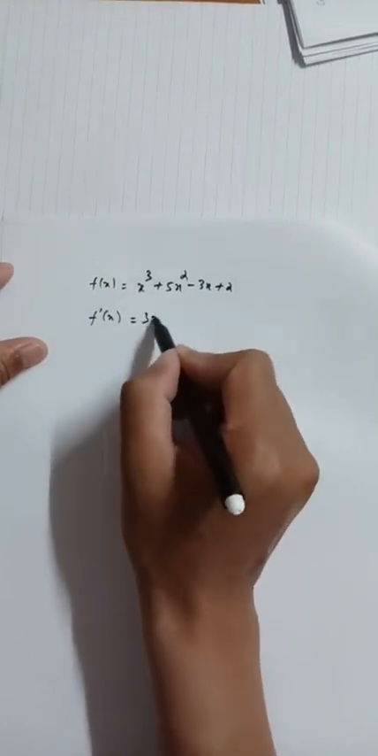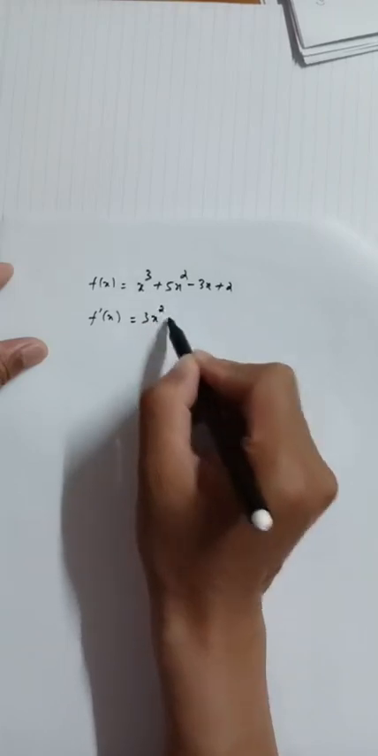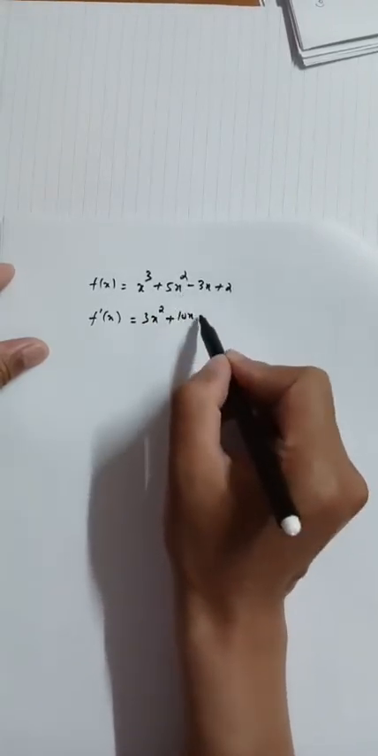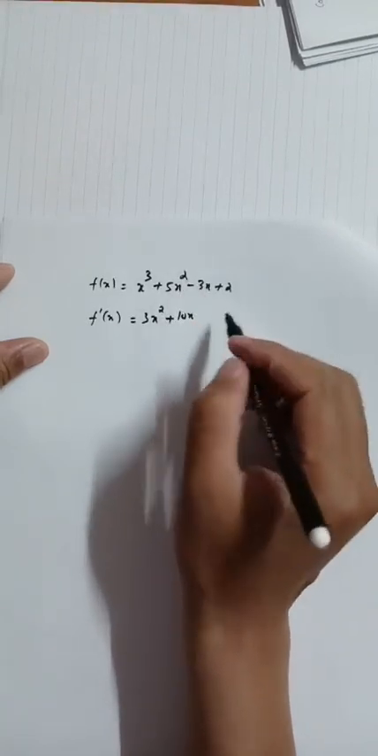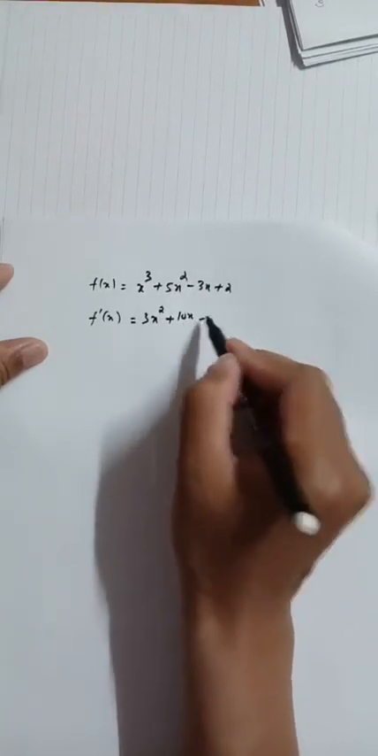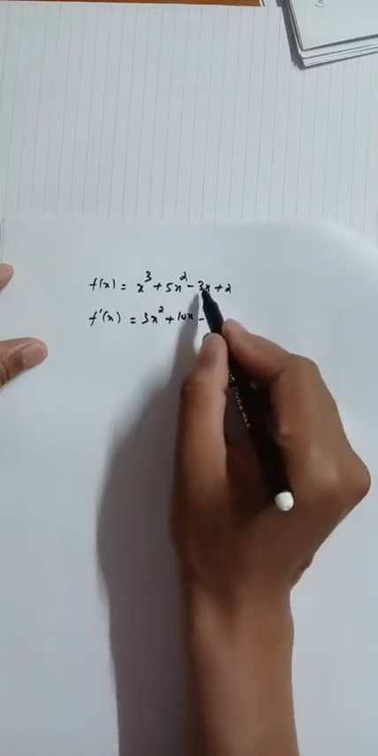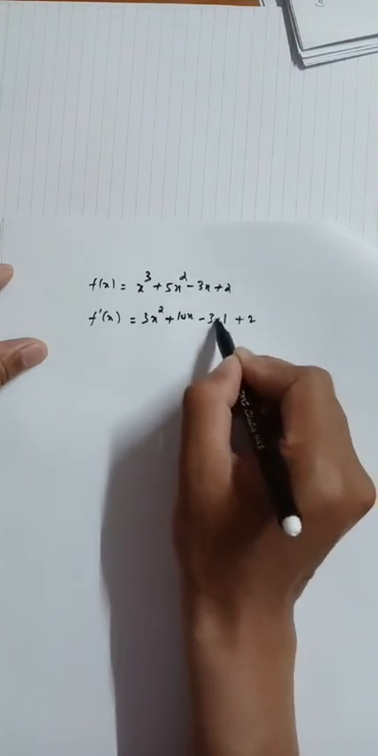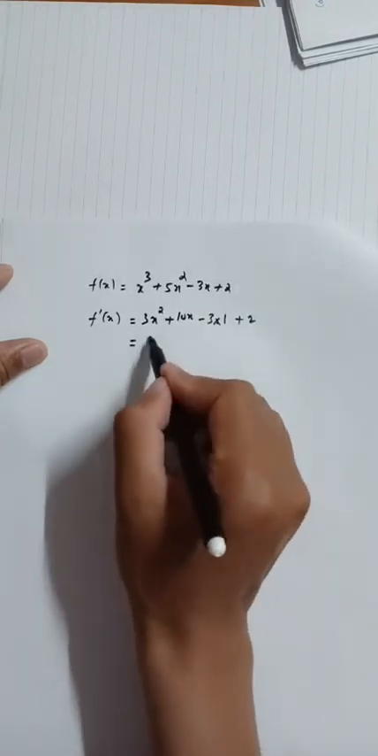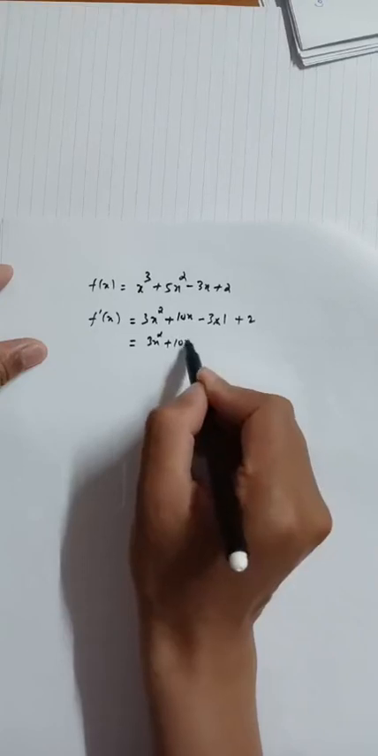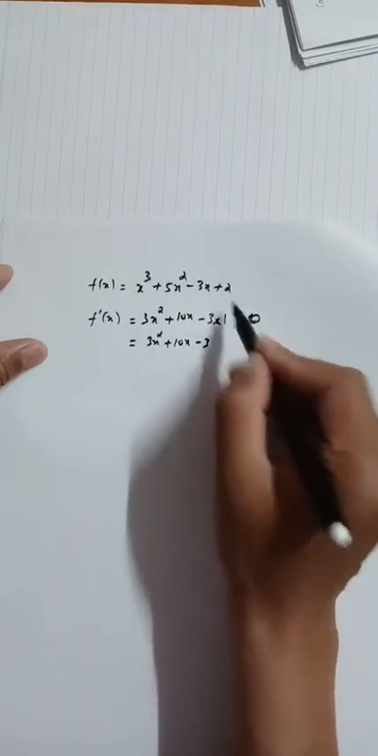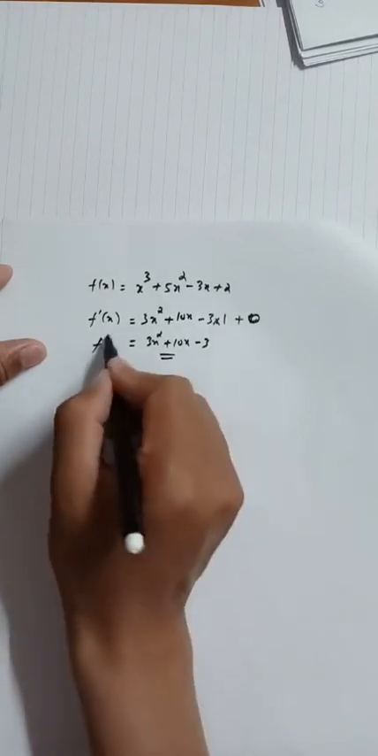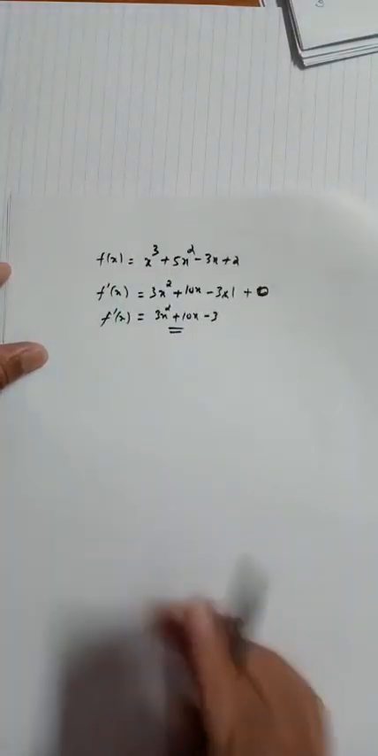You'll get 3 in front, x raised to 3 minus 1 is 2, plus 2 times 5 is 10x. Then x raised to 2 minus 1 is 1, minus 3 times the derivative of x, which is 1. So you get 3x square plus 10x minus 3, and plus 0, because the derivative of a constant is 0. That is our first derivative.